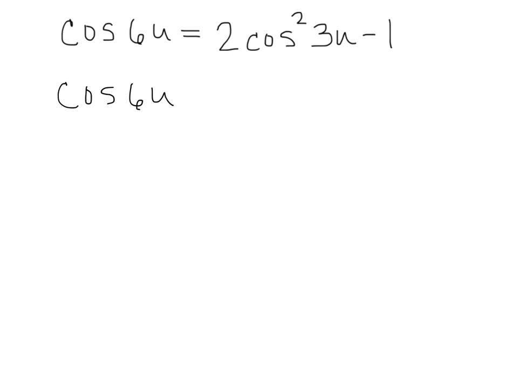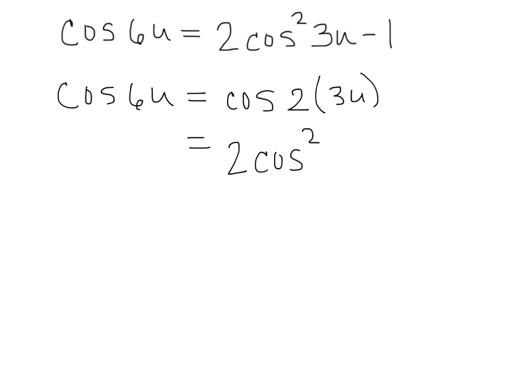When I look at the right-hand side of the equation, I see that the angle is 3u. Therefore, I can think of this as a double angle. So cosine 6u can be thought of as the cosine of 2 times 3u. 2 times 3u is equivalent to 6u. Now, if I apply the second double angle formula, then I can make the substitution and get the right-hand side. This becomes 2 cosine squared of the angle, which in this case is 3u, minus 1. And I have just shown that cosine 6u equals 2 cosine squared 3u minus 1.